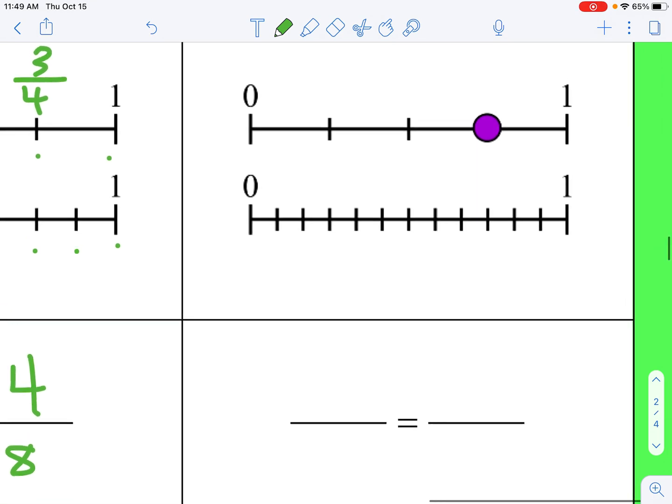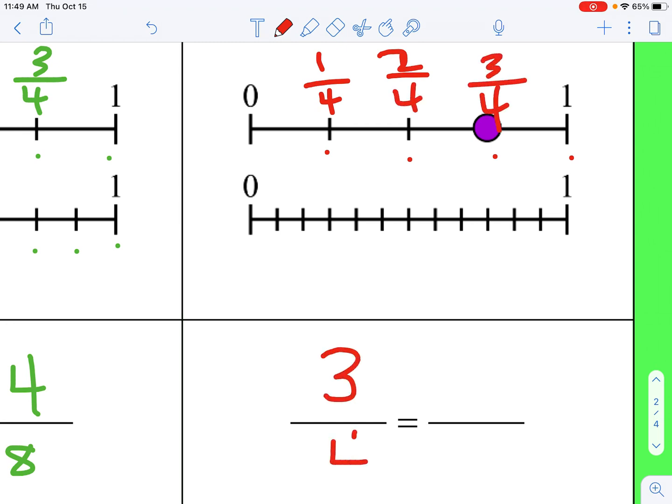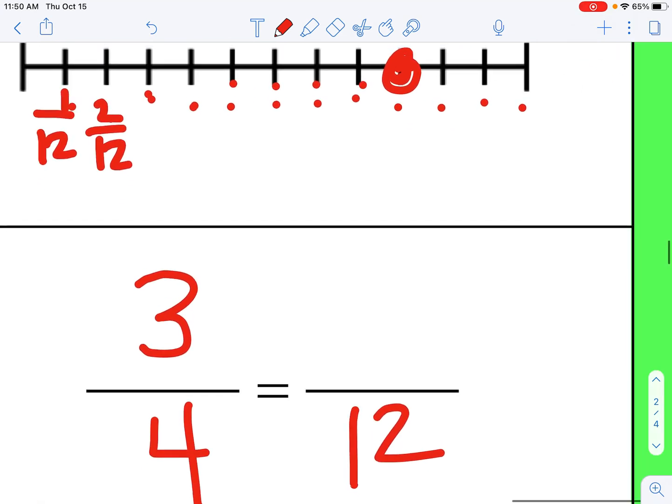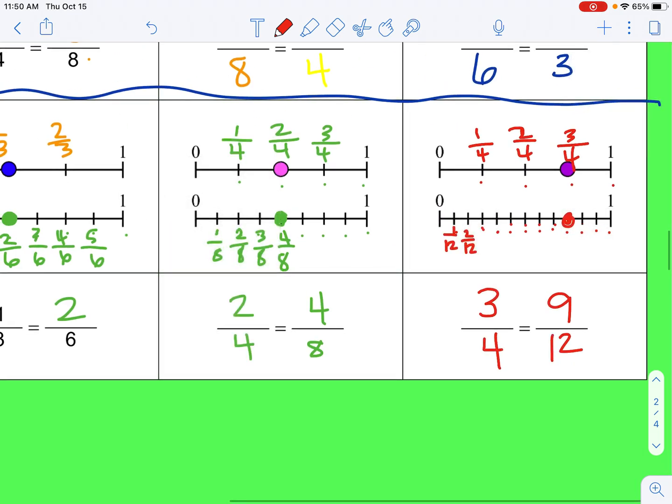Alright, I want you to try this last one on your own and then come back and see if you got the right answer. Alright, so I have 1, 2, 3, 4. So that tells me I'm splitting it up into fourths. This would be 1/4, 2/4, 3/4. Alright, now I'm going to count my bottom. Put my point exactly where it is. So I have 1, 2, 3, 4, 5, 6, 7, 8, 9, 10, 11, 12. So I'm splitting it up into twelfths. So this is 1/12, 2/12, 3/12, 4/12, 5, 6, 7, 8, 9/12.